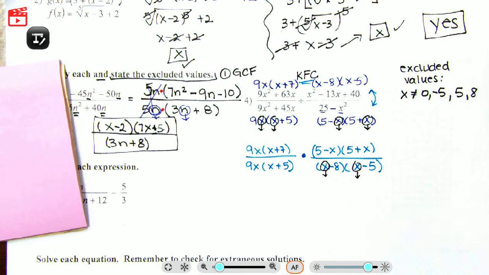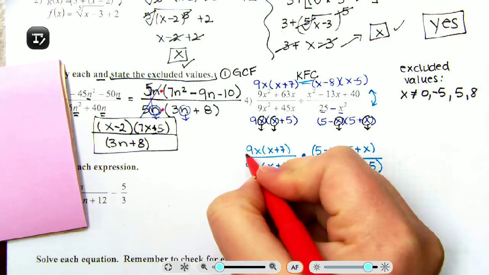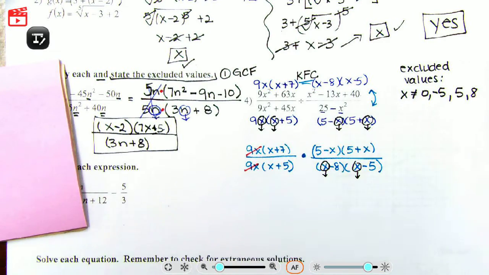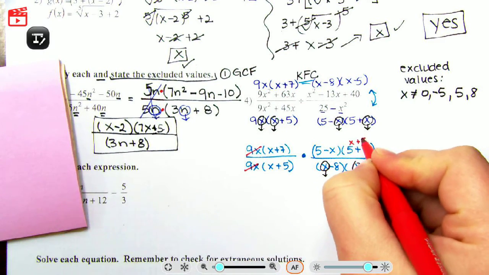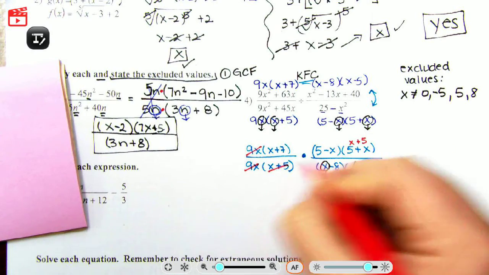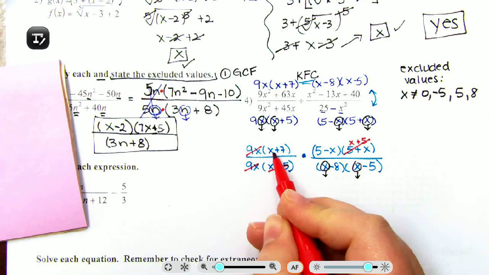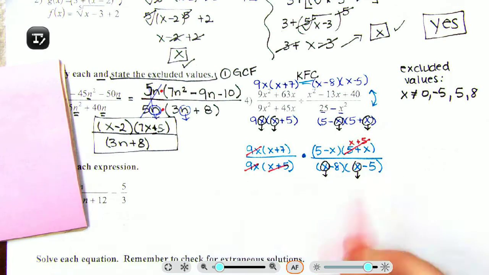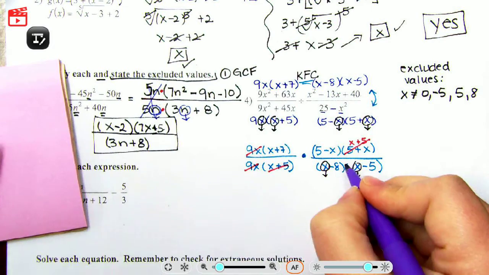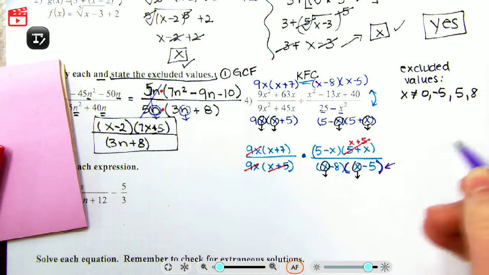Okay, now that we've identified all of our excluded values, not just some, we get to go to our happy place and cancel stuff out. 9x, x plus 5. This one here, I can rewrite it as x plus 5 because it is just positive in addition, so I get to cancel that out. Do I have an x plus 7? I don't. But then I'm looking at 5 minus x and x minus 5. Those are opposites of each other. So what I'm going to do is I'm going to make it work. On this one here, I'm going to factor out a negative 1.